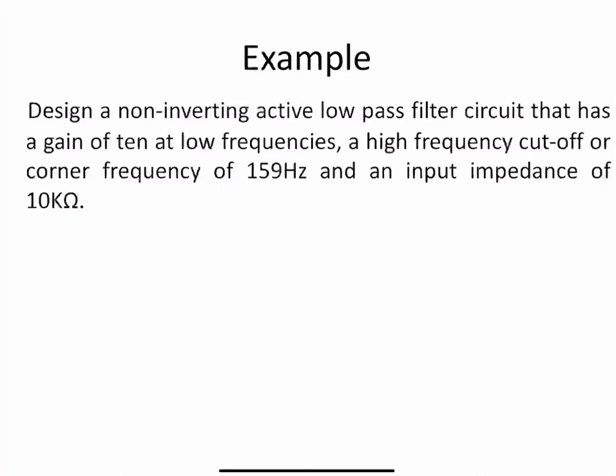Now solve this example. Design a non-inverting active low pass filter which has a gain of 10 at low frequencies, a high cutoff frequency or corner frequency of 159 Hz, and an input impedance of 10 kilo ohm. You have to note down which parameters are given. Here AF, that is 1 plus RF over R1, is given. AF is 10. By using this relation, you can compute the value of RF. When you solve this, RF will be 9 times R1.